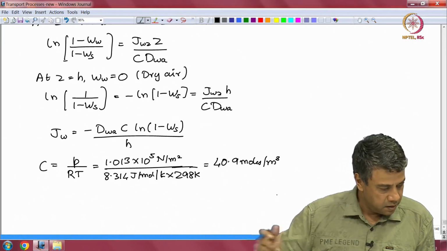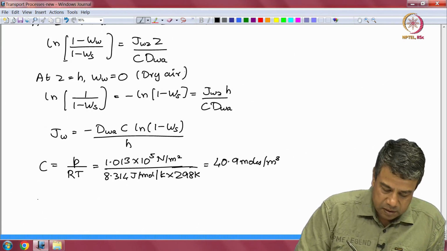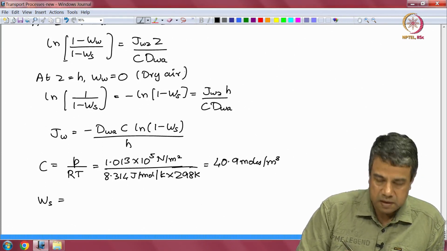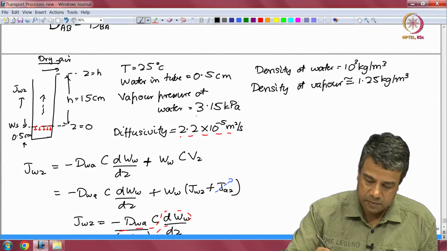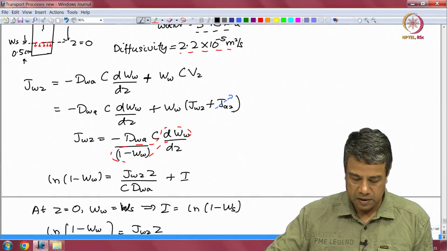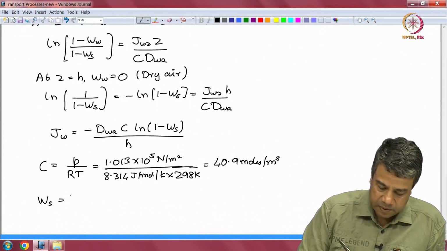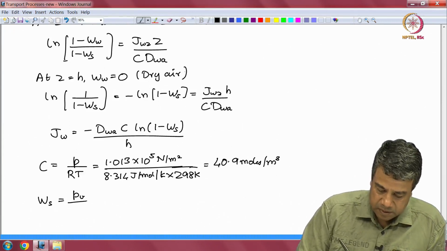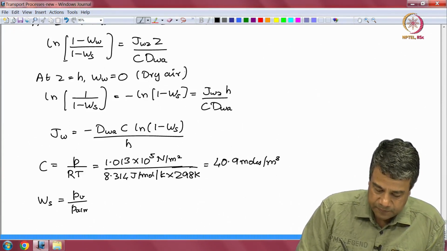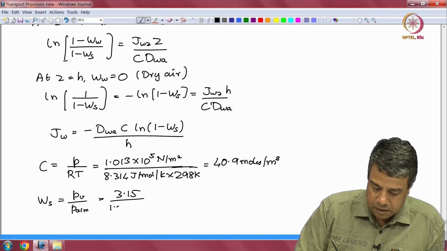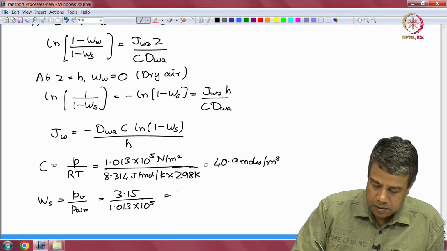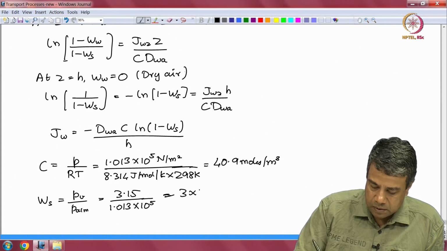And I also need to calculate the saturation mole fraction. The vapor pressure of water is 3.15 kPa. So, this is going to be equal to the vapor pressure divided by the atmospheric pressure, which is 3.15 by 101.3, which should be equal to 3.1 into 10 power minus 2.